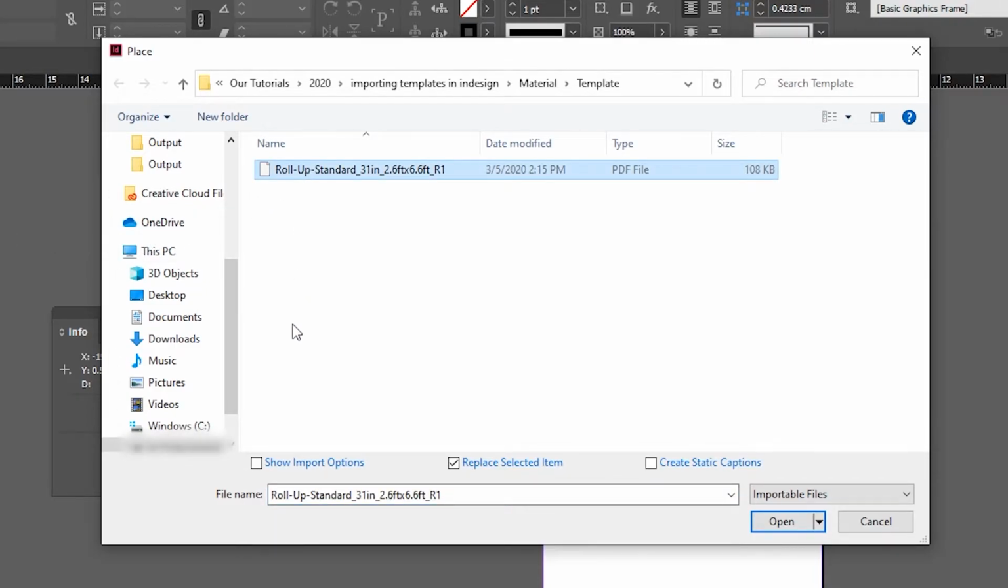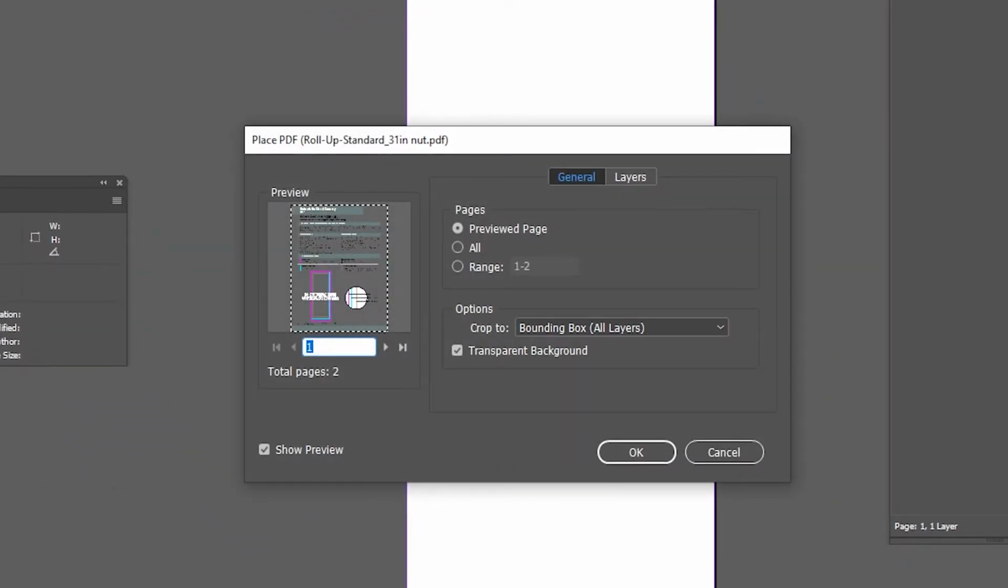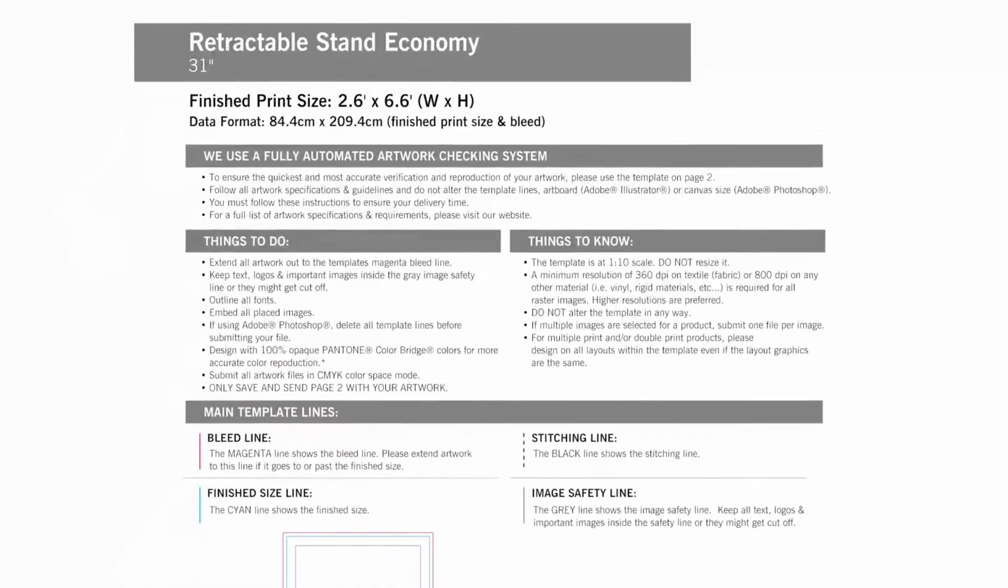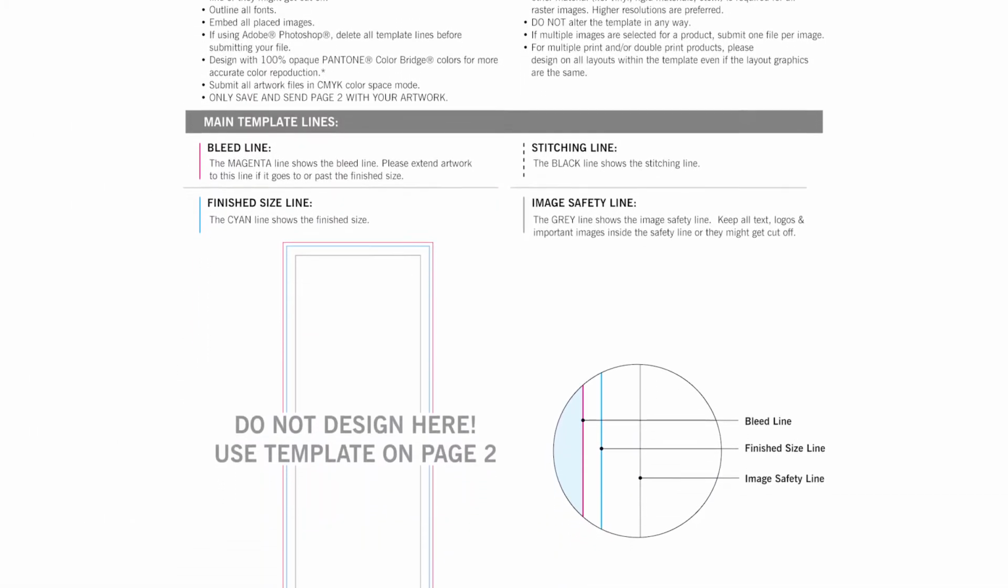Make sure that Show Import Options is selected at the bottom left and that both Replace Selected Item and Create Static Captions are deselected, and click Open. Another window will open asking you which page you would like to open. The first page lists detailed information about the template and what to watch out for. The second page has the template that you will design on.